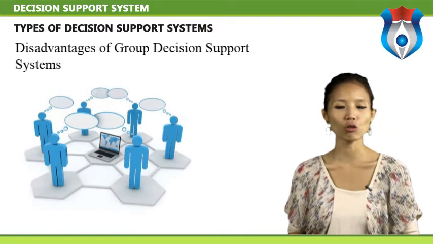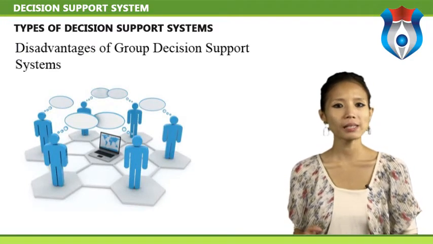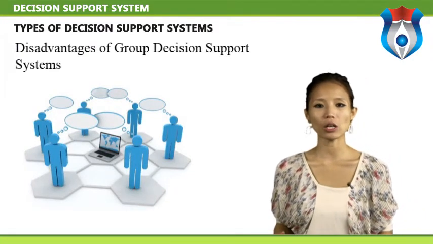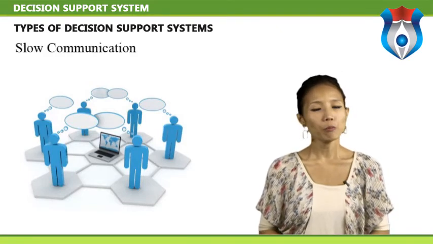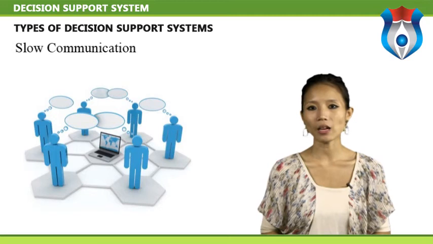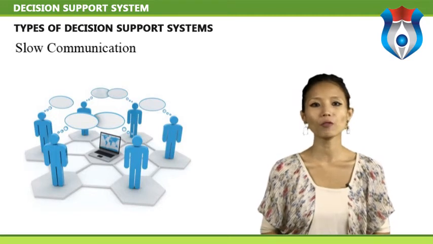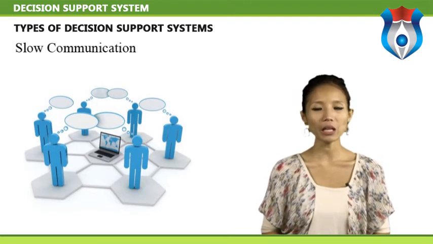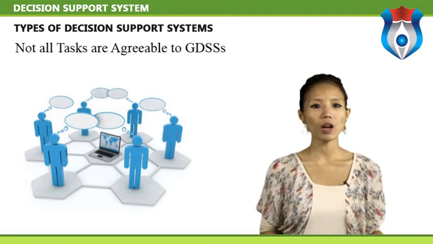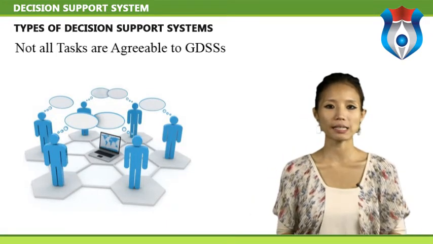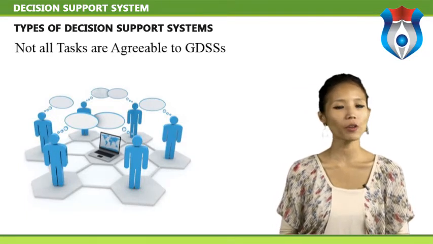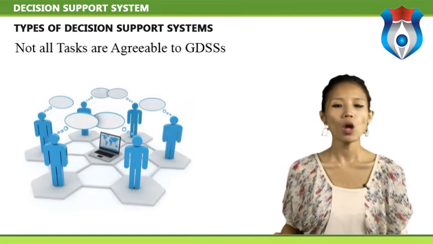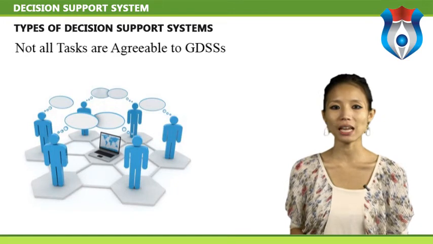Disadvantages of group decision support system. There are some disadvantages to the technology, however, and they include slow communication. Most people speak much faster than they type and thus would usually prefer a verbal environment, other things being equal. Not all talks are agreeable to GDSS. Group meetings which involve one-to-many communication, for example, a leader lecturing to the group, would not benefit from a GDSS.